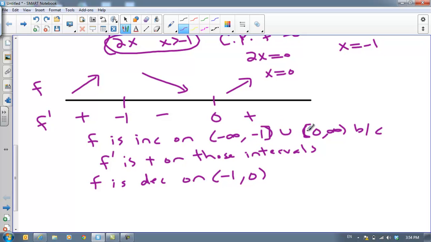I just don't want to put brackets on both of them. I guess I get to decide when it starts increasing. I don't know. F is decreasing on the interval from negative 1 to 0 because f prime is negative on that interval. Now what else do we have to do? I have to do the relative max and relative mins. What does that mean? Let's see.